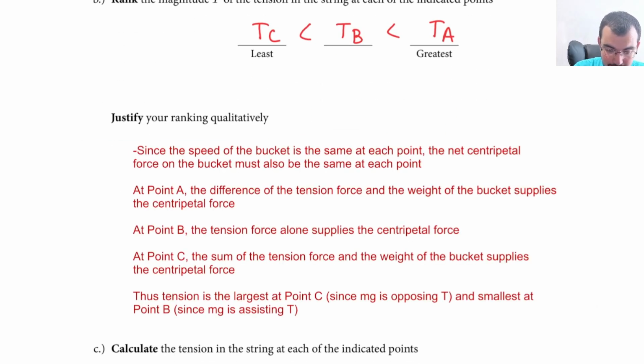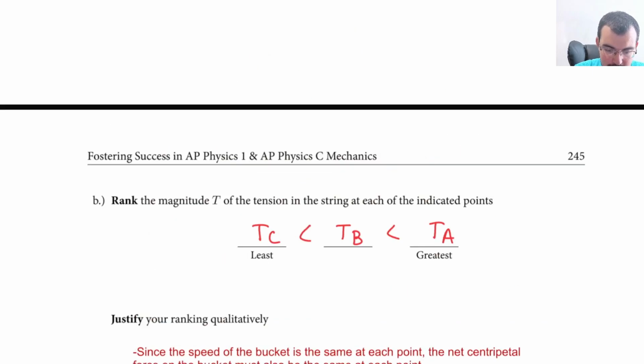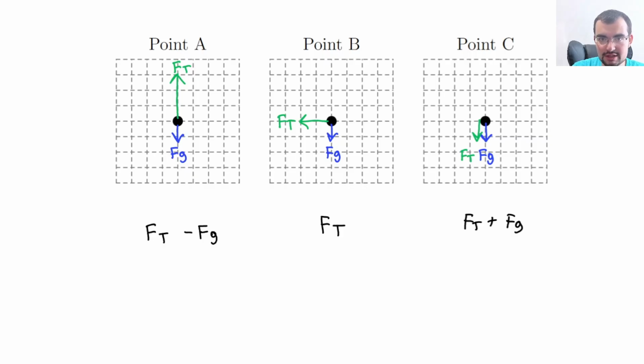The speed of the bucket is the same at each point, so the net centripetal force must be the same in magnitude. At point A, there are 2 forces fighting for control, so you have to pull a lot harder with tension to counter the gravity. That's why that's the biggest tension. And at point C, gravity is helping the tension supply the centripetal force, so tension doesn't have to be as large. At point B, gravity is neutral relative to the tension force, so that's why it's the intermediate value.